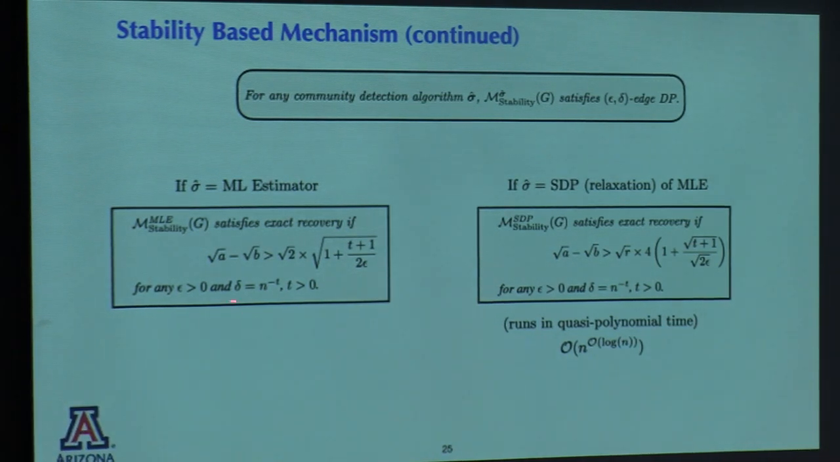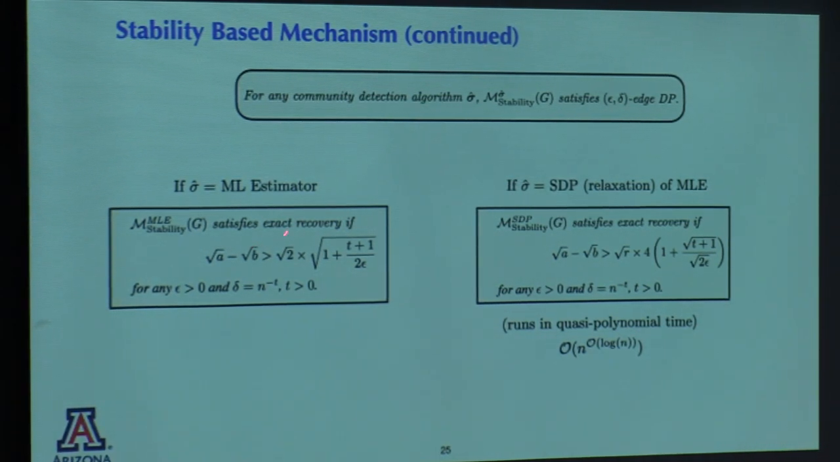What we get for epsilon-delta differential privacy is a multiplicative term. So the difference between A and B has to be more. How much more? A multiplicative factor more, by this amount: square root of 1 plus t, plus 1 by 2 epsilon. Epsilon, remember, is our privacy budget. As epsilon increases, this term becomes 1, and then we go back to the classical non-private threshold.